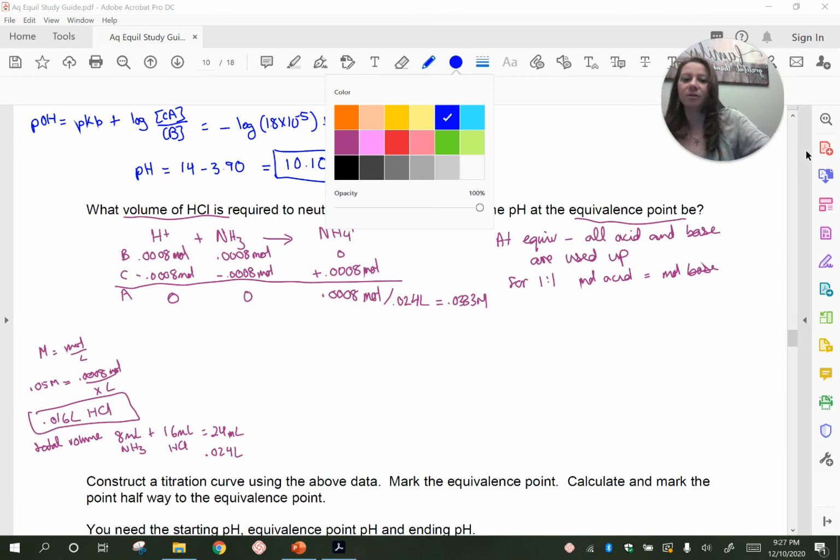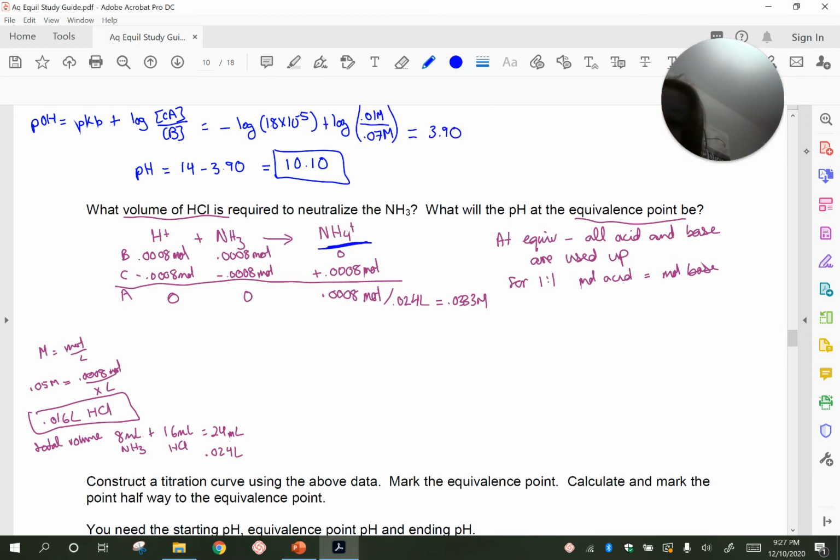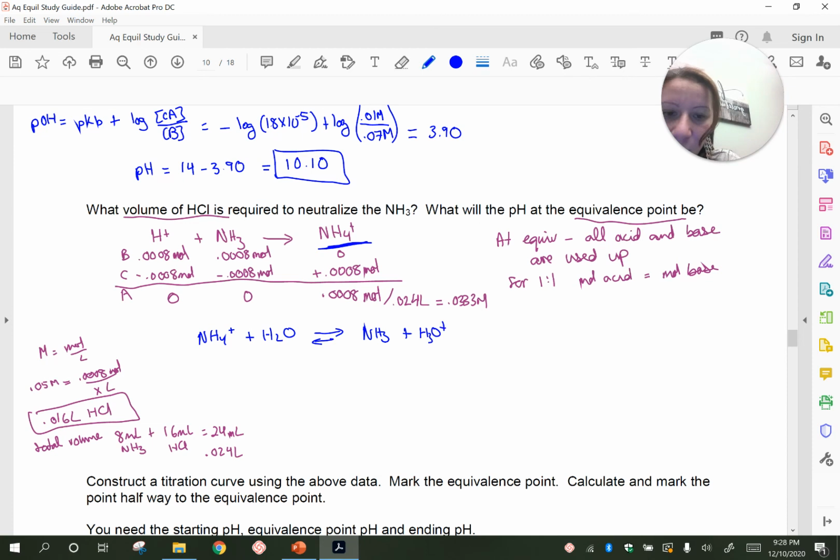So we're going to write the hydrolysis of my ammonium, because that's what's left. So I react this with water. This is an equilibrium. Hydrolysis is an equilibrium. It does not go to completion. I get NH3 and H3O plus.